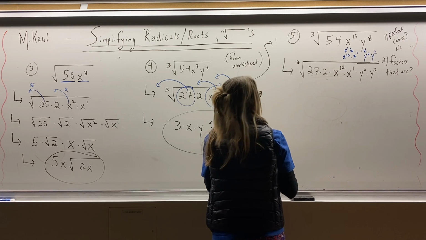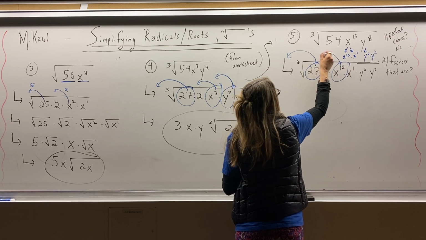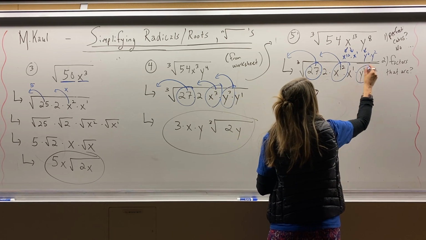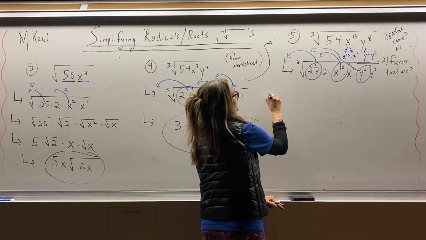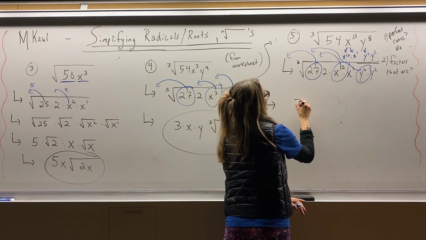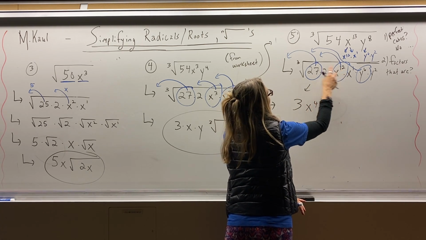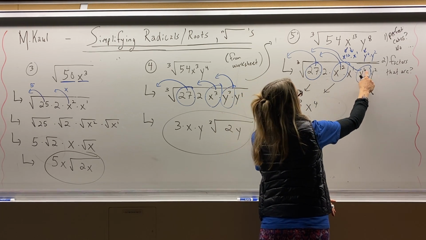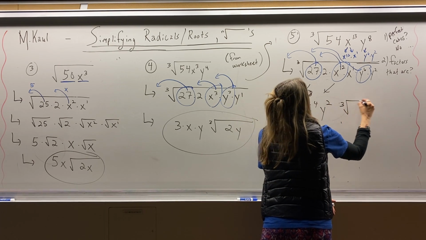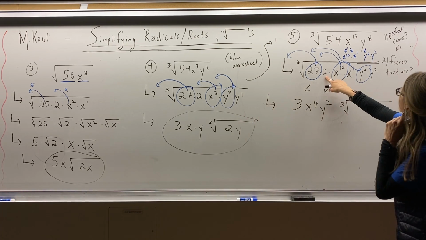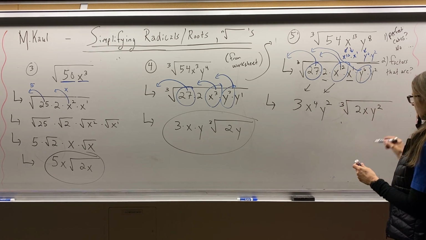Okay, next step, what I'm going to do is extract all these. As soon as it comes out of the radical symbol, you'll see its true value. This whole thing now becomes 3. This becomes x to the 4th, because that's 12 divided by 3. And this becomes 6 divided by 3, which is y squared. And we're left with the cube root of 2x. Here's my leftovers: 3x to the 4th y squared times the cube root of 2x. And that's my final answer.